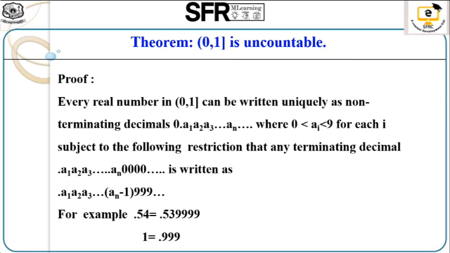For example, 0.54 can be written as 0.5399..., where the repeating digit is 9; rounding 0.5399... gives 0.54. Next, 1 can be written in decimal form as 0.999..., so the rounding of 0.999... is 1.